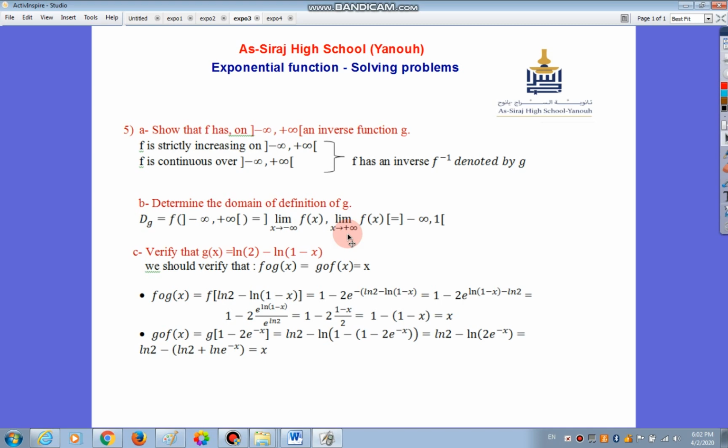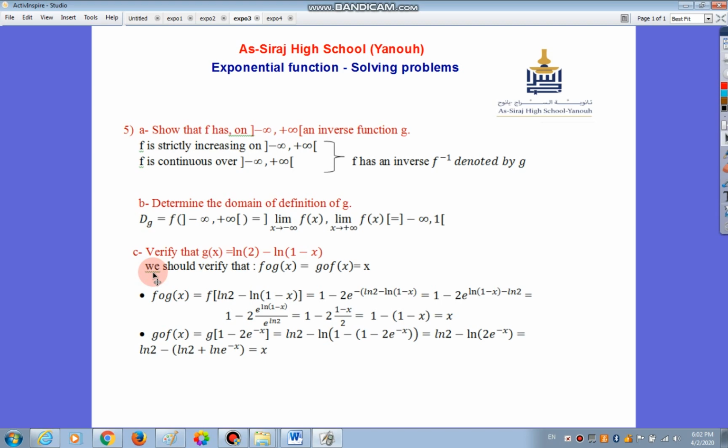The limit of f(x) as x tends to minus infinity is equal to minus infinity, in the previous parts, in the first part. And the limit of f(x) as x tends to plus infinity is equal to 1 according to the second part of our problem. So the domain of the inverse function is from minus infinity to 1.